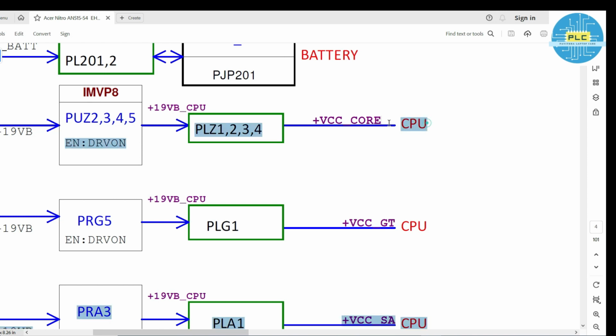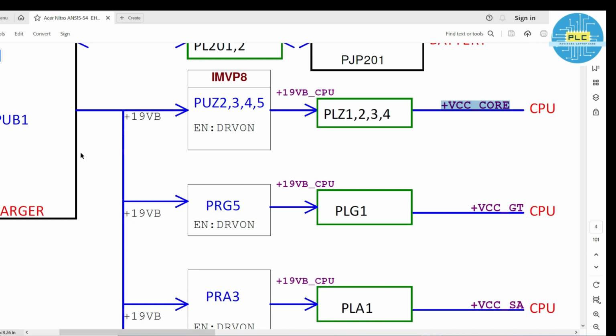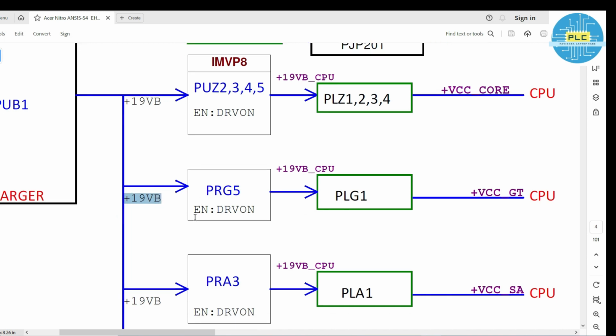Then we will get the CPU VCC core voltage. This is the signal. Once the signal comes to this circuit, it will give the output of CPU VCC core. The second one is the same. This charger IC produces plus 19 VB, and that is given to the second load, which works when the DRV on signal comes.